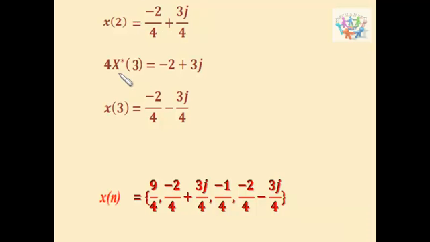Similarly, for x star of 3, we'll have minus 2 by 4 minus 3j by 4. Over here, we have taken the complex conjugate. So minus 2 plus 3j will be minus 2 minus 3j with the value 4 taken to the denominator.